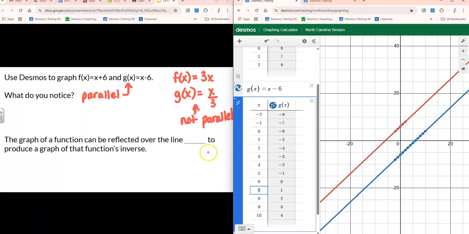So this is what is going to happen with an inverse. Those x and y coordinates are going to switch whenever you have an inverse. It should sort of make sense, because if I have 2 and I add 6 to it, I get 8. If I have 8 and I subtract 6 from it, I get 2. They undo each other there.